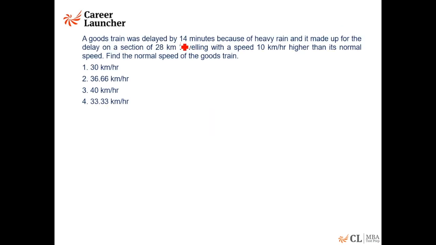A goods train was delayed by 14 minutes because of heavy rain, and it made up for the delay on a section of 28 km traveling at a speed 10 km higher than its normal speed. Find the normal speed of the train. Okay. So what should the answer choices contain? Choices should contain the normal speed.